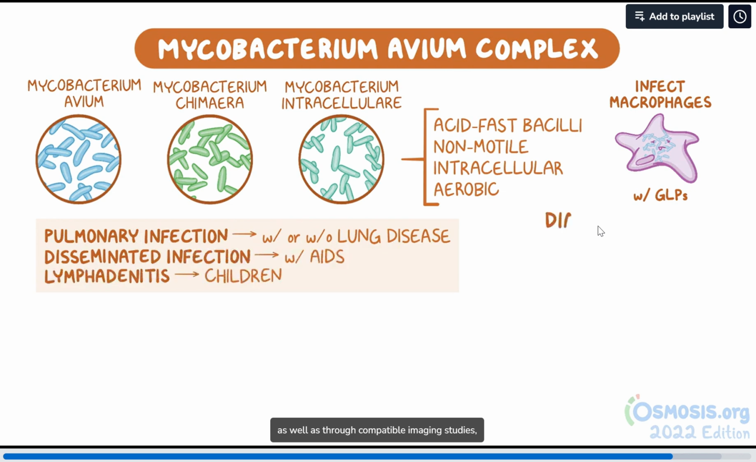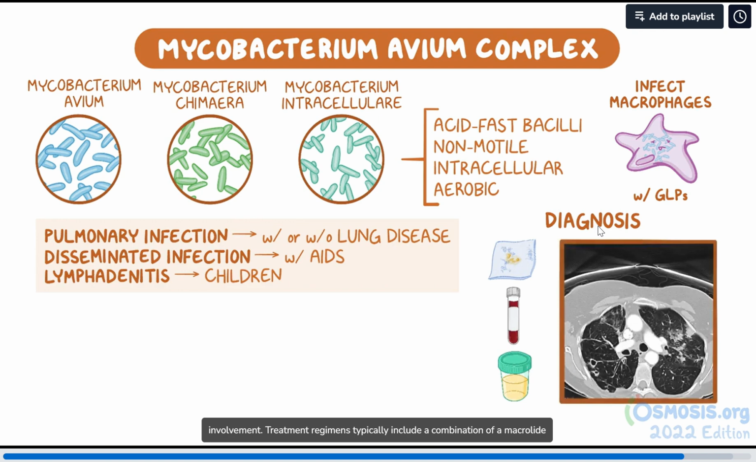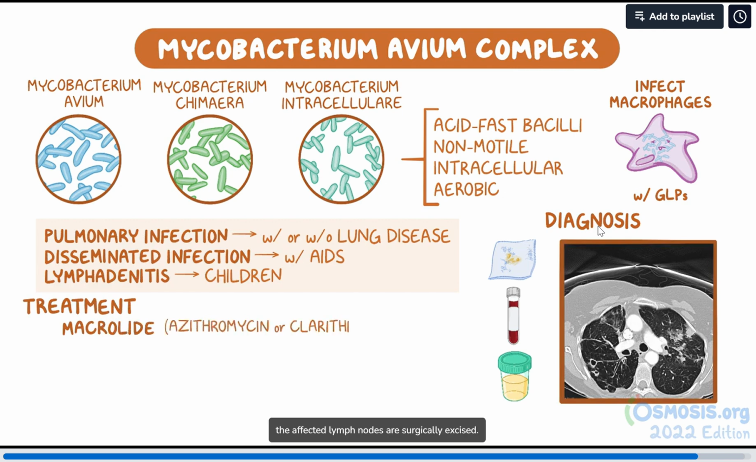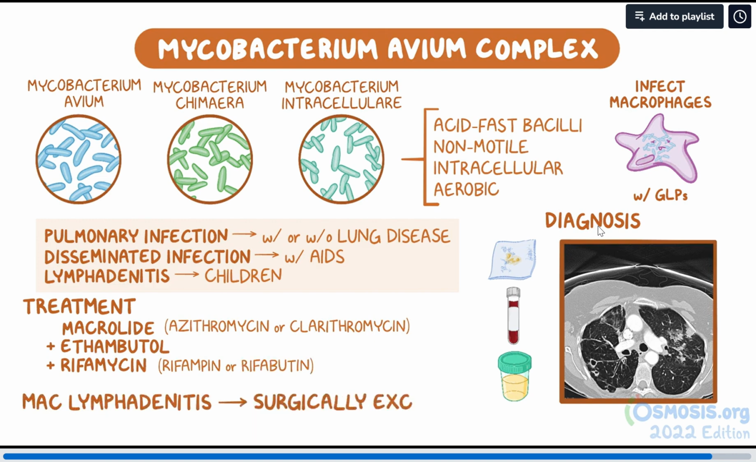Diagnosis is established by identifying the Mycobacterium in sputum, blood, or urine samples, as well as through compatible imaging studies, such as a chest CT scan to assess for pulmonary involvement. Treatment regimens typically include a combination of a macrolide such as azithromycin or clarithromycin, plus ethambutol and rifampin for pulmonary and disseminated infections. In MAC lymphadenitis, the affected lymph nodes are surgically excised.